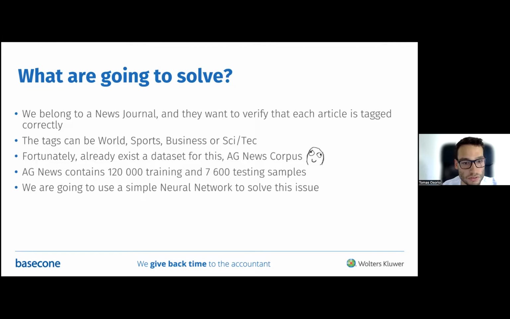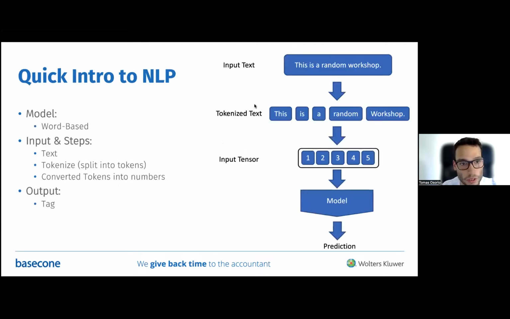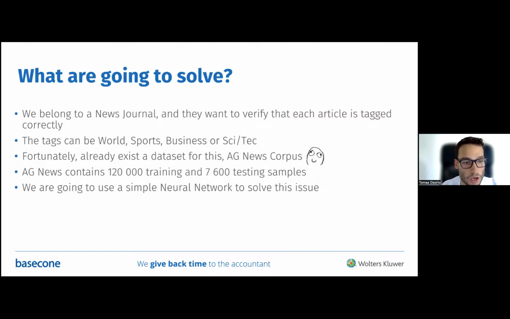It contains around 120,000 samples for the training part and 7,600 testing samples. For our model, we are going to use a simple neural network, but the workshop is not focused on this part, so it doesn't really matter. The model that we're going to use is word-based.